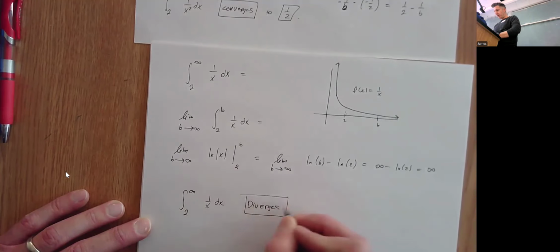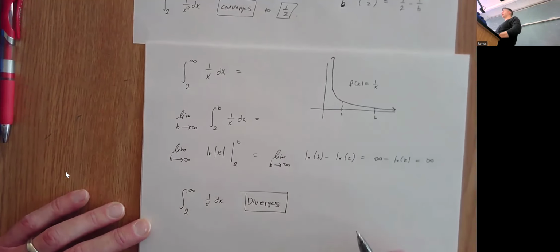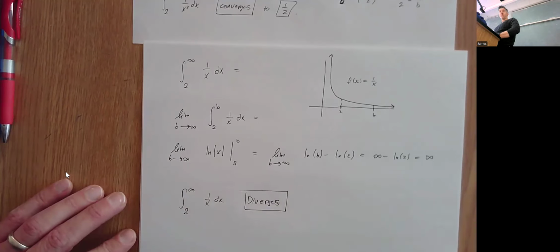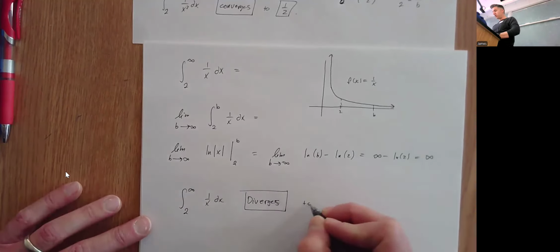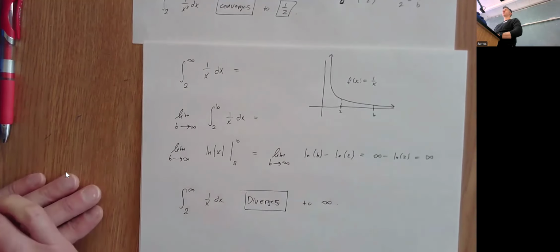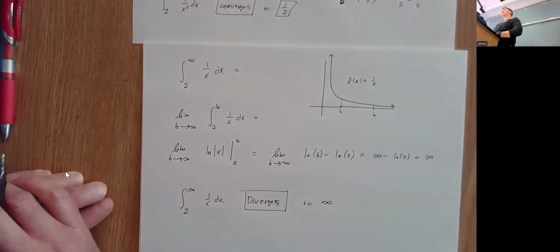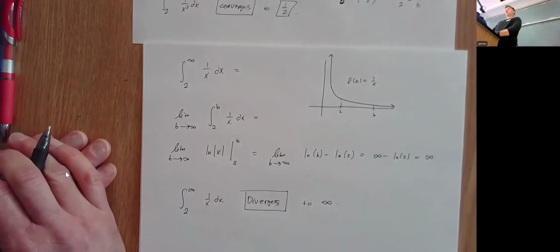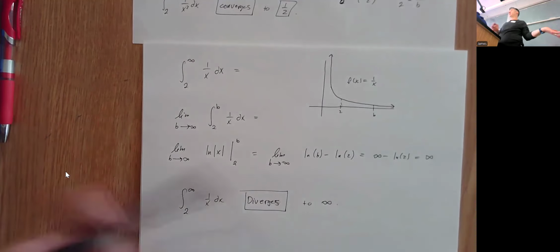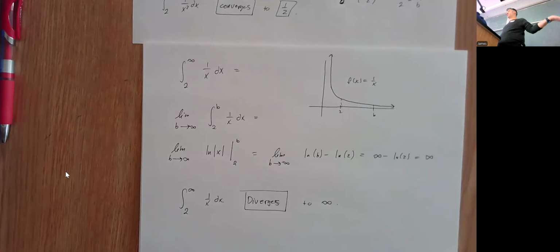Now, in this particular case, since the area is getting larger and larger and larger, we could be more specific and say the integral diverges to infinity. But sometimes an integral will diverge and it doesn't diverge in any particular direction. Just like it's not known whether it's getting infinitely large or negative or something else. So often you'll just say it diverges instead of diverges to infinity or negative infinity.